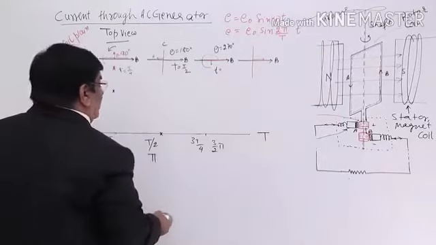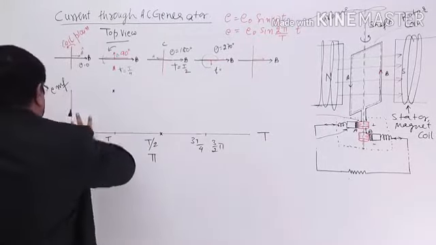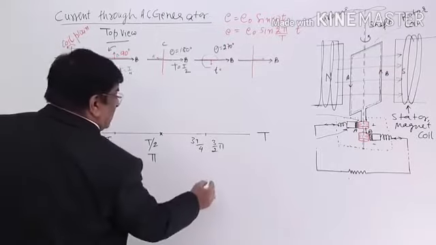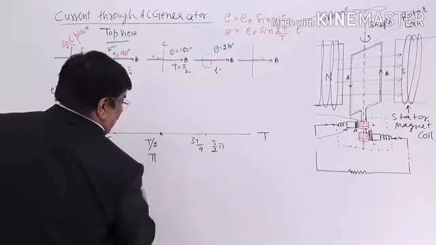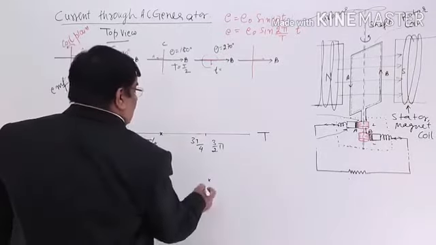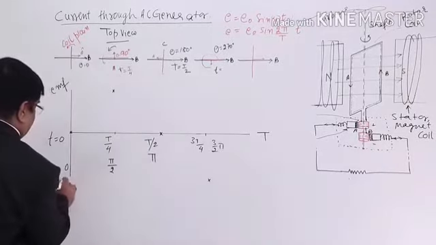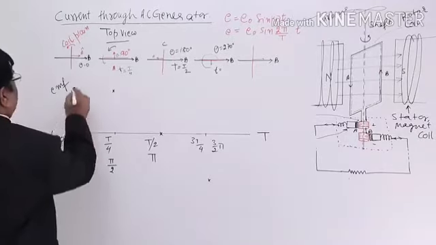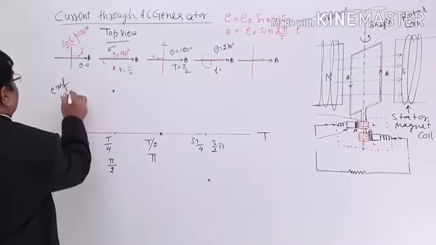That is the negative maximum value. This is the negative maximum value here. This and this is the negative value. Okay. This is minus E naught. This was plus E naught.